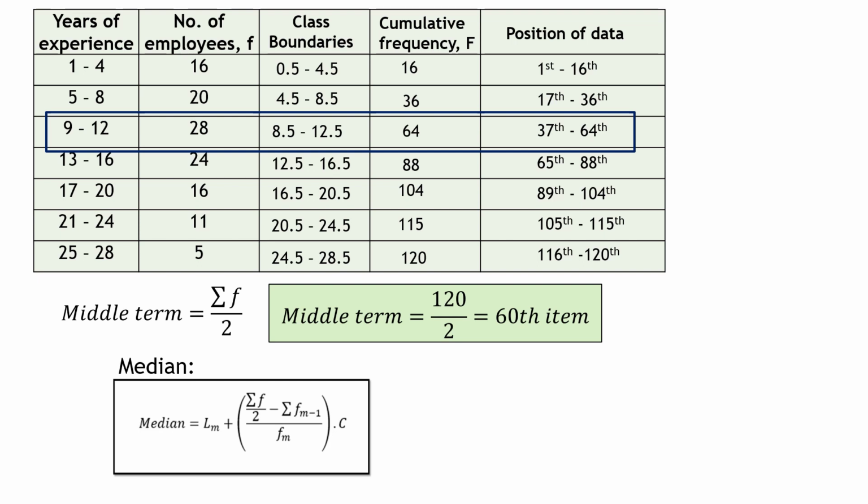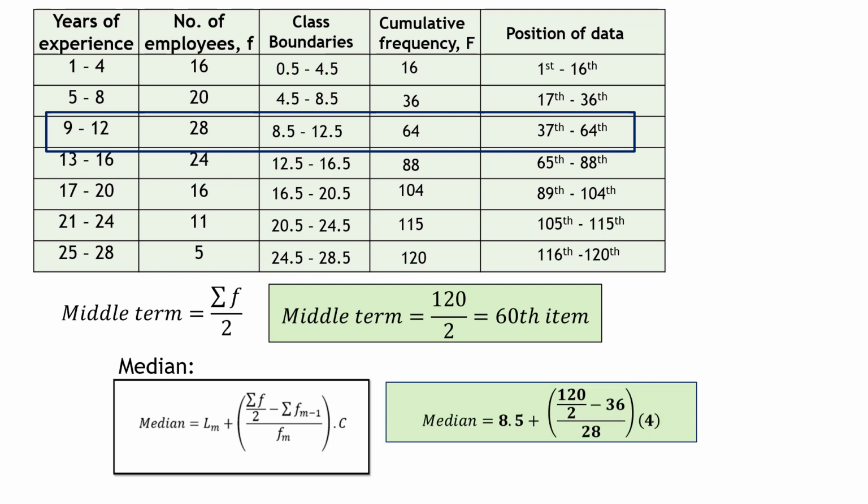Now you can calculate the median by referring to this class interval. The median is equal to the lower boundary of the class containing the median, which is 8.5, plus total frequency 120 divided by 2, minus the cumulative frequency above the class containing the median, which is 36, divided by the frequency of the class containing the median, 28, and times C. C stands for class width, which means 12.5 minus 8.5 is equal to 4. So that's why the median is equal to 11.93 years.